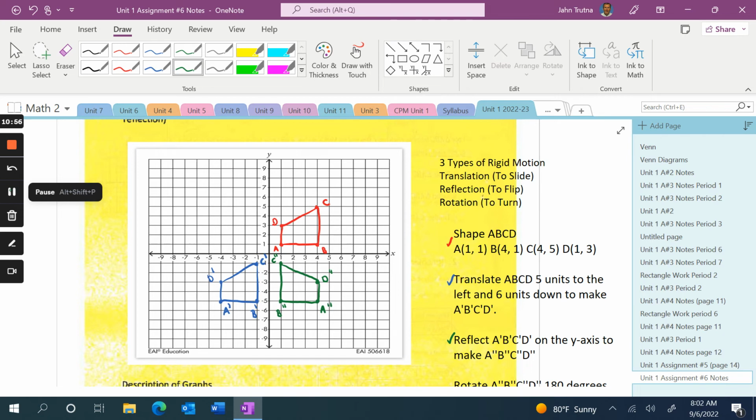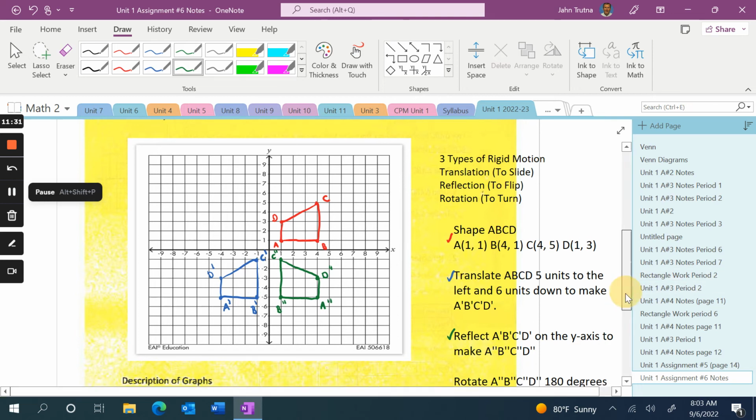D prime was 4 spaces away from the y-axis. When we reflected it, D double prime was 4 spaces away from the y-axis, just on the other side. Same with B prime and same with A prime. So one way to check to see if you've reflected correctly is to know that the shape is going to get flipped over and all the points are going to stay the same distance away from that axis. It's just going to be on the other side of the axis.